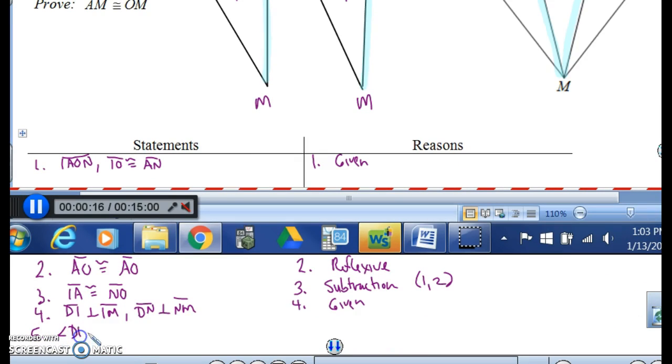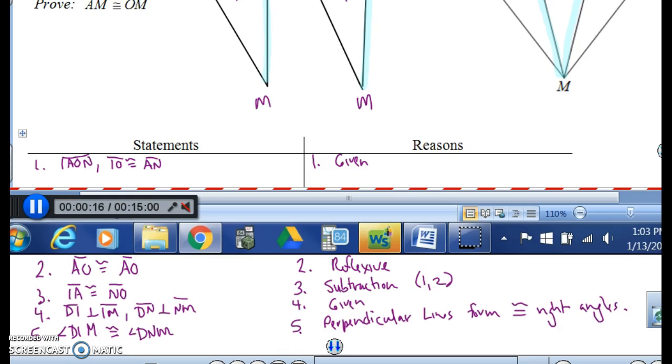Angle DIM is congruent to angle DNM because perpendicular lines form congruent right angles.